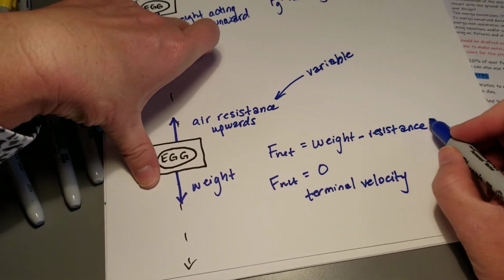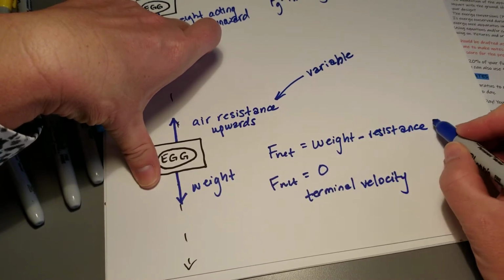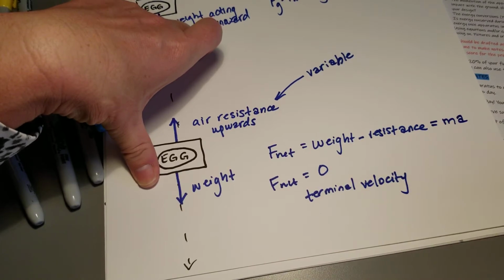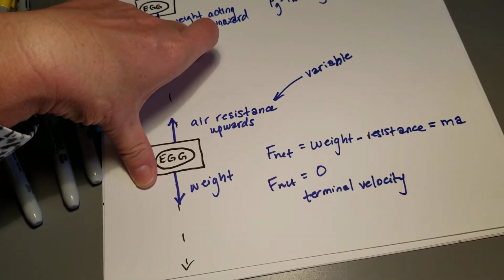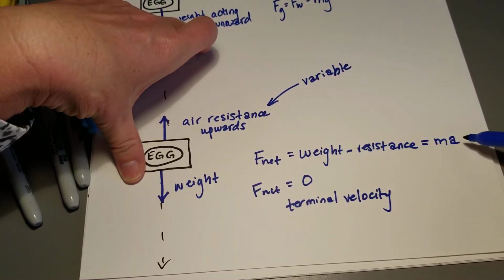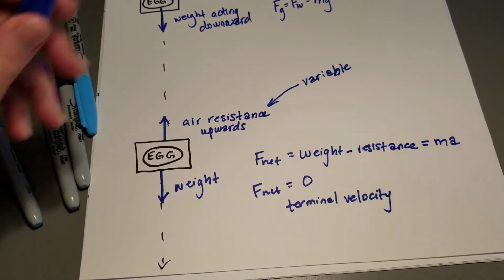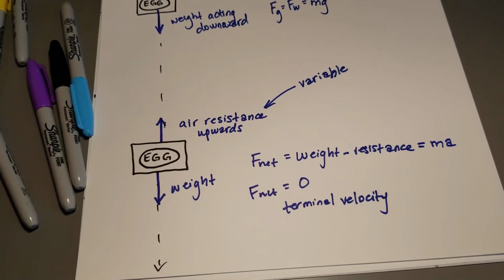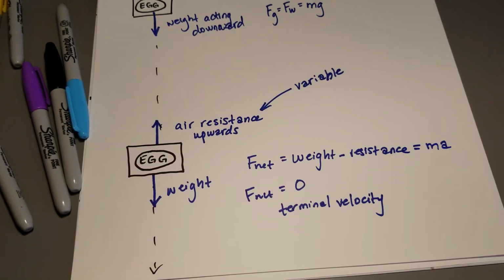I'll slide this over a little bit. That weight minus resistance, that net force, is going to equal mass times acceleration, F equals ma. So that wouldn't be a bad idea to discuss as well. The net force on the object is going to affect its acceleration, which is why I talked about in the kinematic section that some of your apparatus that are built might end up having a variable acceleration.